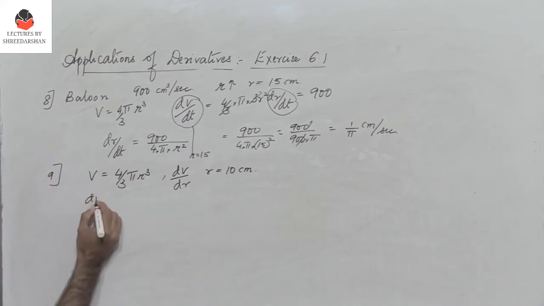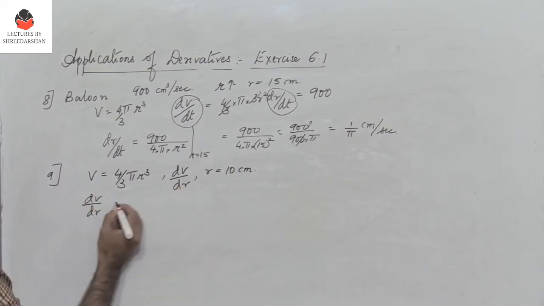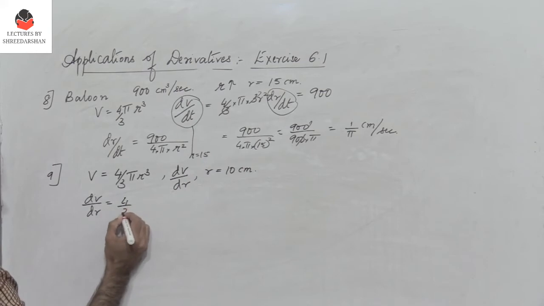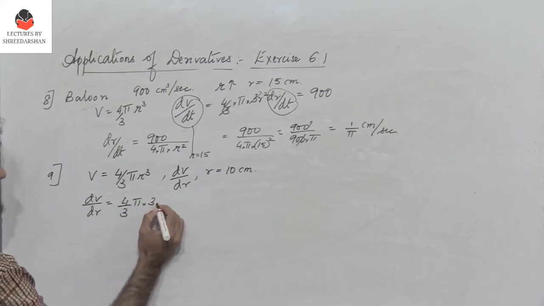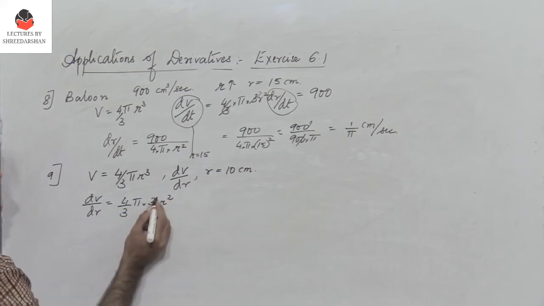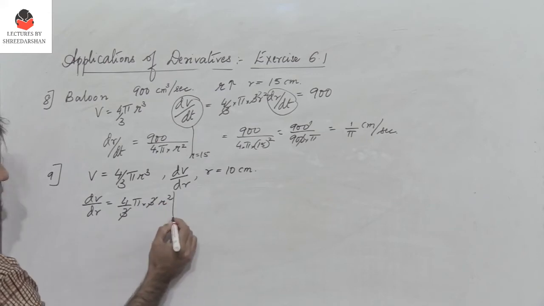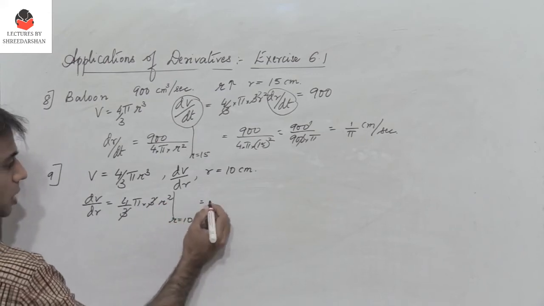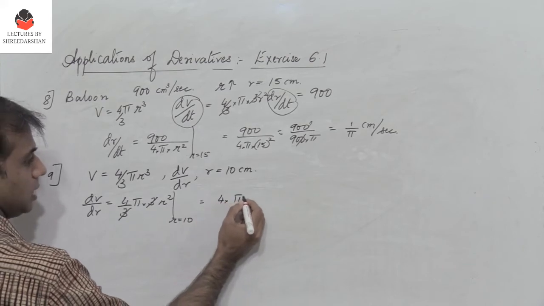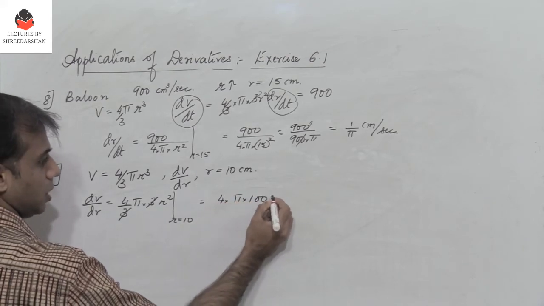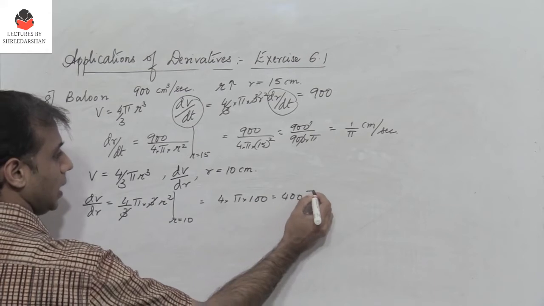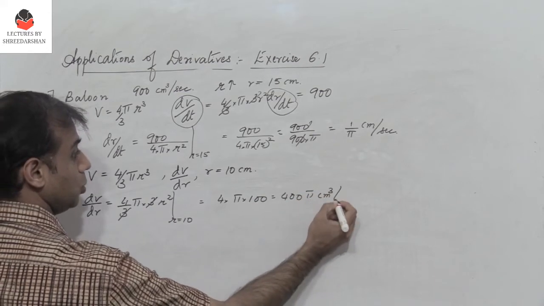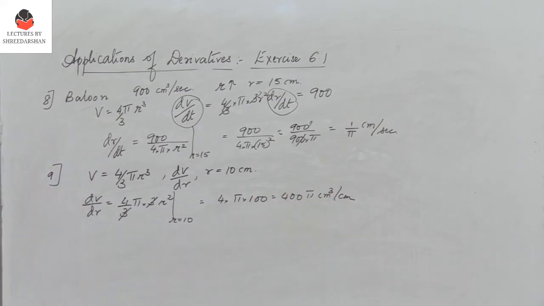If I differentiate this, dV by dr, I get 4 by 3 pi into 3 r squared. So this 3 and 3 get cancelled. I substitute r equal to 10, so I get 4 into pi into 100. So it is 400 pi centimeter cubed per centimeter. Okay, so this is the answer.